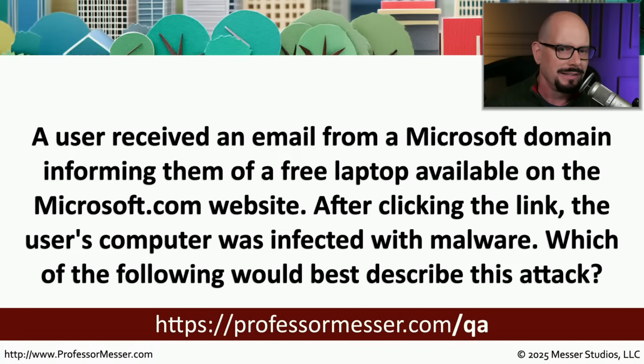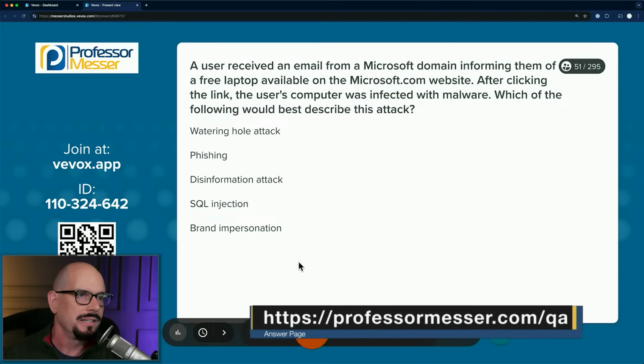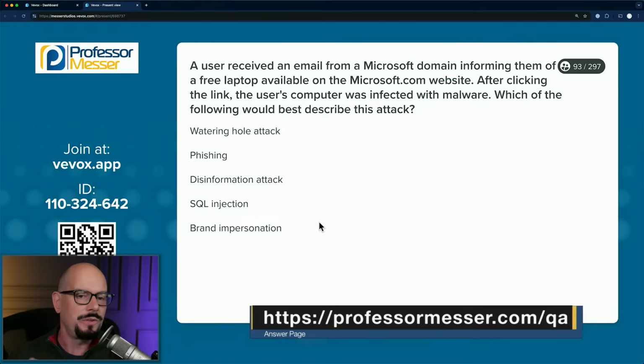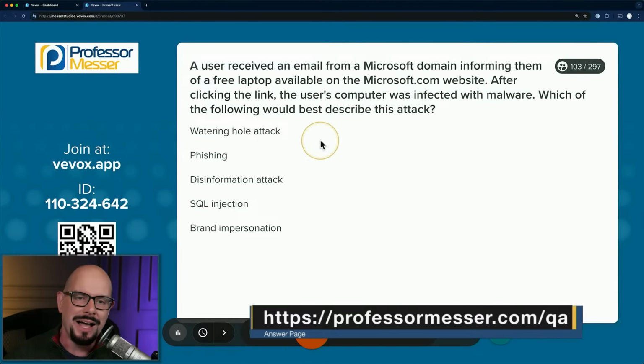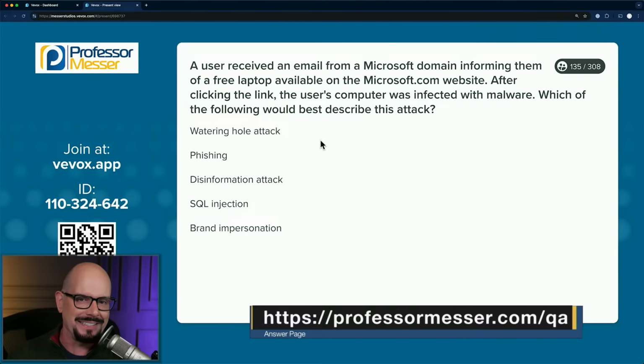After clicking the link, the user's computer was infected with malware. Which of the following would best describe this attack? Is this a watering hole attack, phishing, disinformation attack, SQL injection, or brand impersonation? I have a few to choose from there. Now, I took this question from my spam folder. So this is ripped from the headlines, as they say.